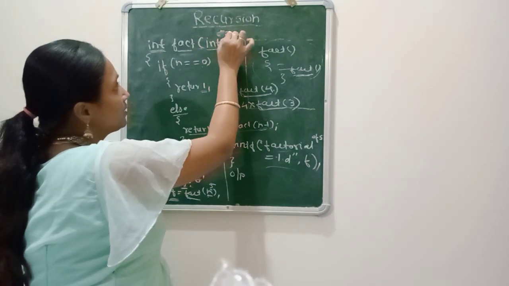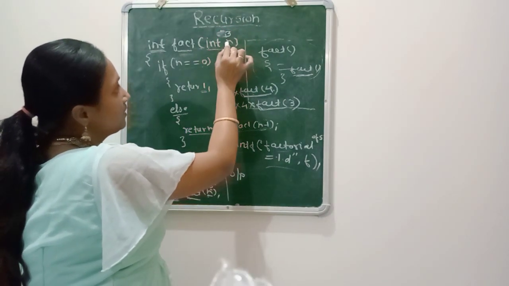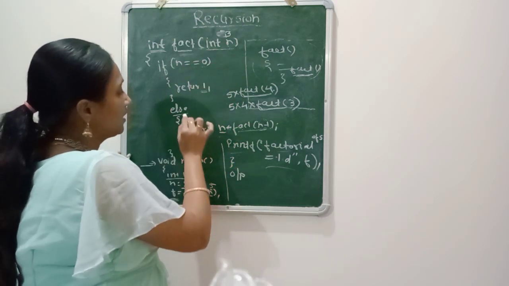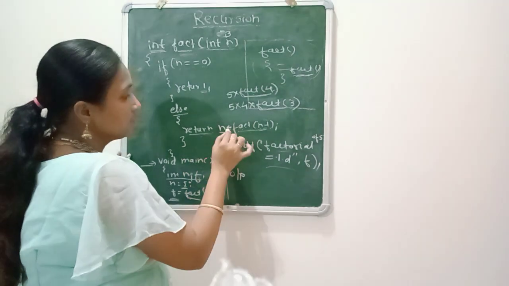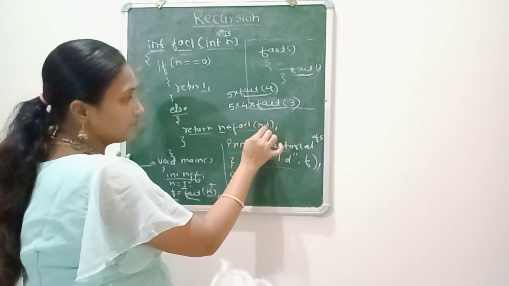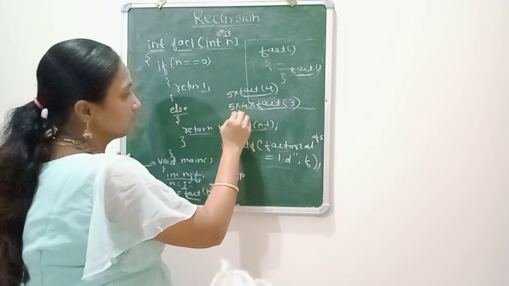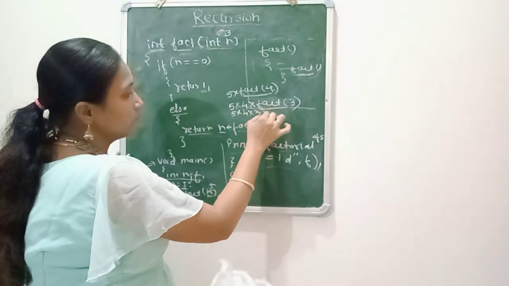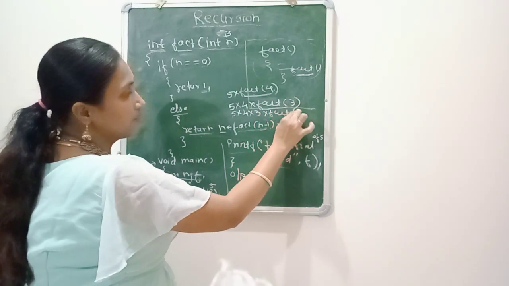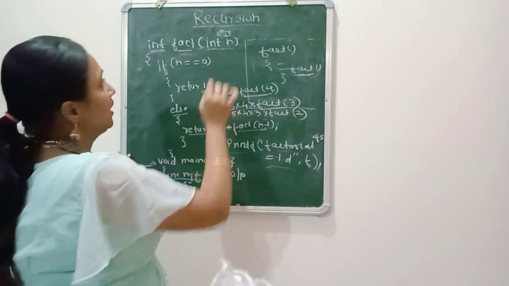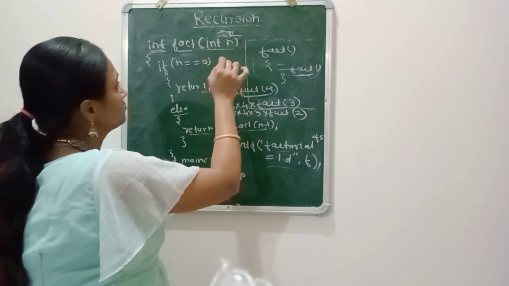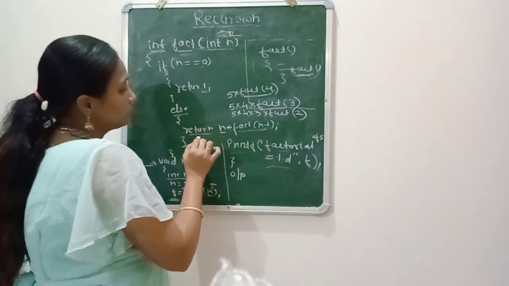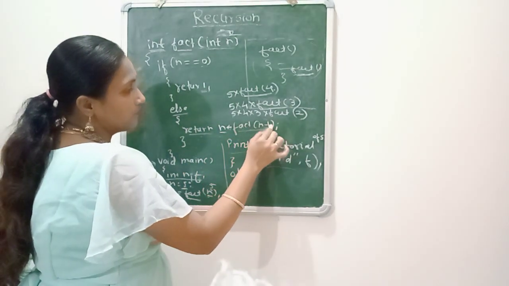Now the value of n becomes 3. 3 equals 0, condition fails. Again it goes to the else part, it returns n into fact of n minus 1. So what is here? 5 into 4 into 3 into fact of n minus 1, which is 2. Again the value of n becomes 2. If n equals 0, condition becomes false. Then it goes to the else part, n into fact of n minus 1.